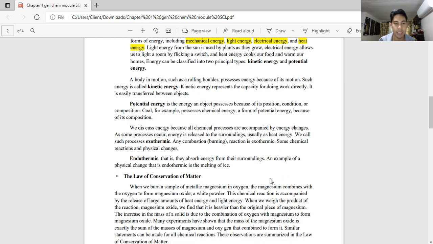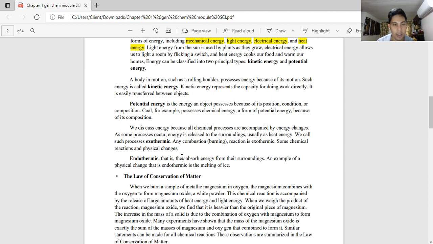Okay, we discuss energy because all chemical processes are accompanied by energy changes. As some processes occur, energy is released to the surroundings, usually as heat energy. We call such processes exothermic. Remember, exothermic. The word exo stands for outside. Therefore, if the object is releasing energy outside, it is exothermic. Like any combustion, another term for burning, the reaction is exothermic.